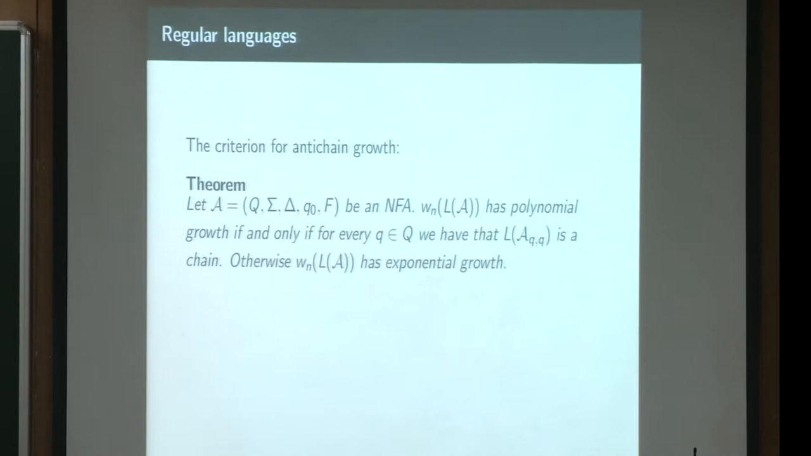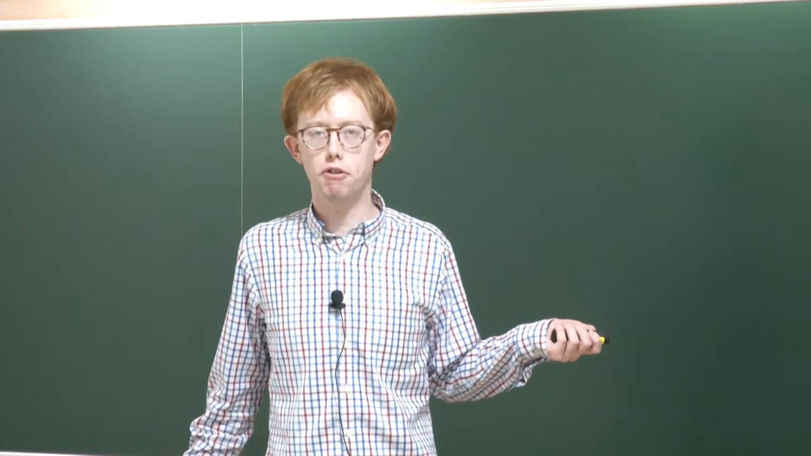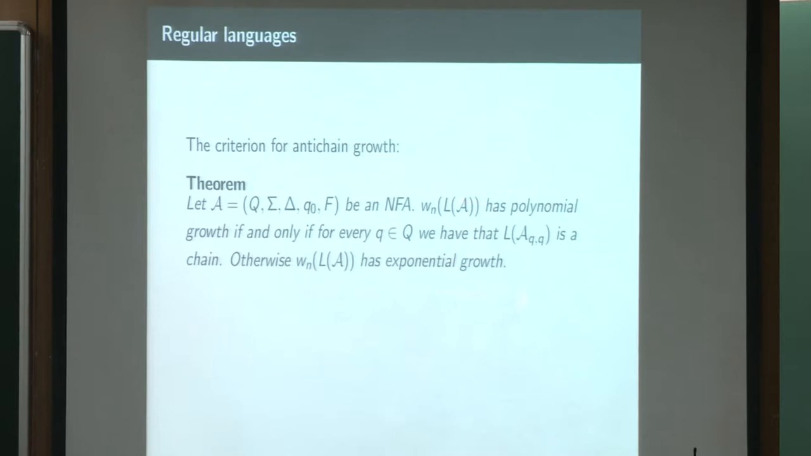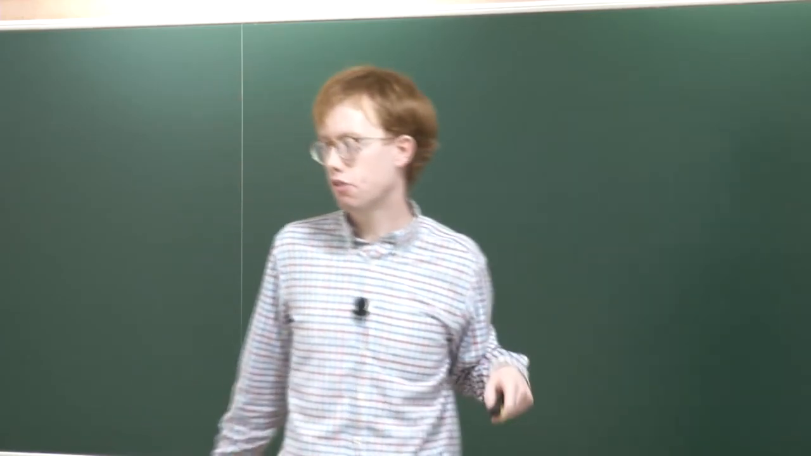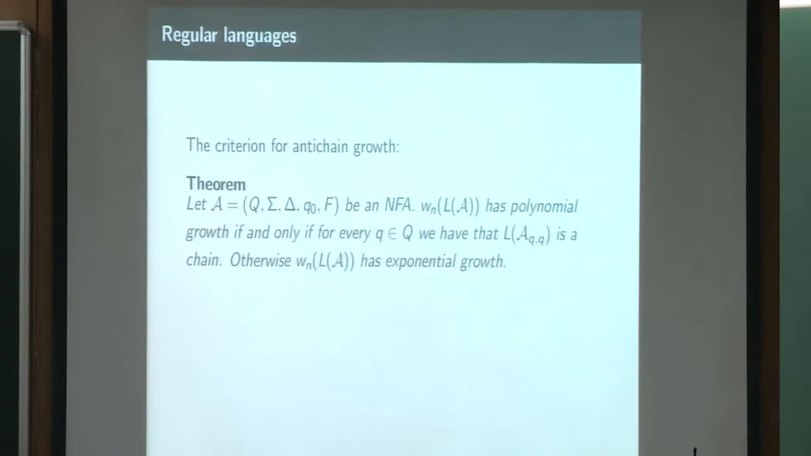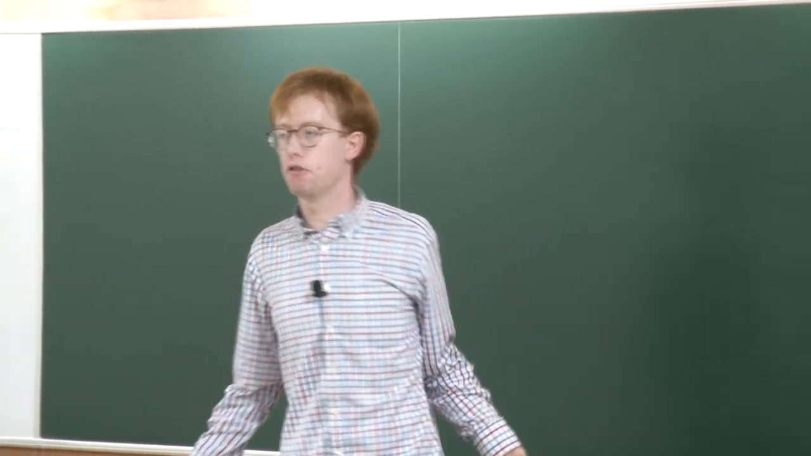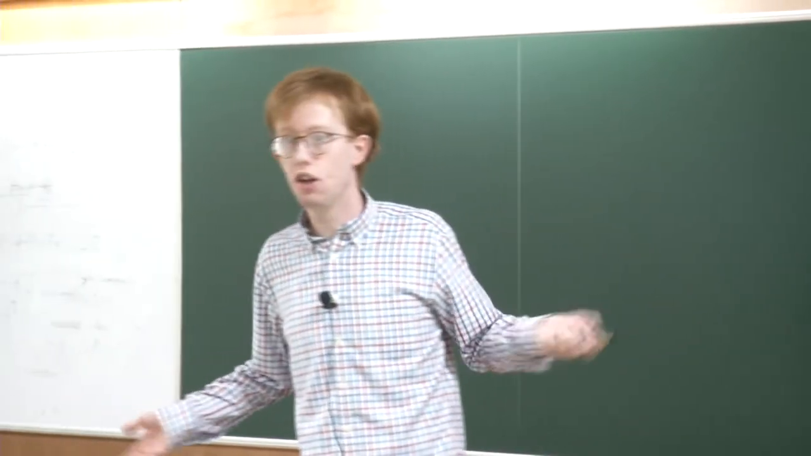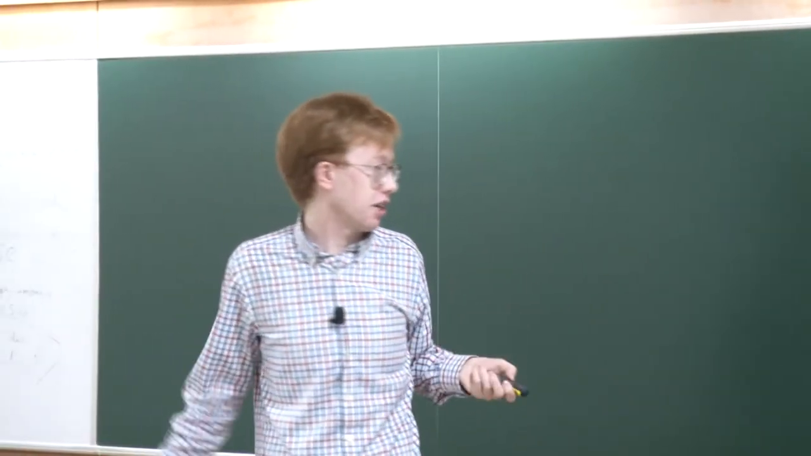Okay, well, why is that? Well, if it's not a chain, then you have two incomparable elements. That means that W1 plus W2 is an antichain, therefore W1 plus W2 star is a quasi-antichain, therefore by our lemma, there is an exponential antichain. And then if you stick something on the front and the end to get you from the start to the end, as before, you get an exponential antichain. So, in fact, the conclusion of that is that for regular languages, if you have exponential antichain growth, then you do have an exponential antichain. So the thing I said at the beginning could happen actually can't happen.